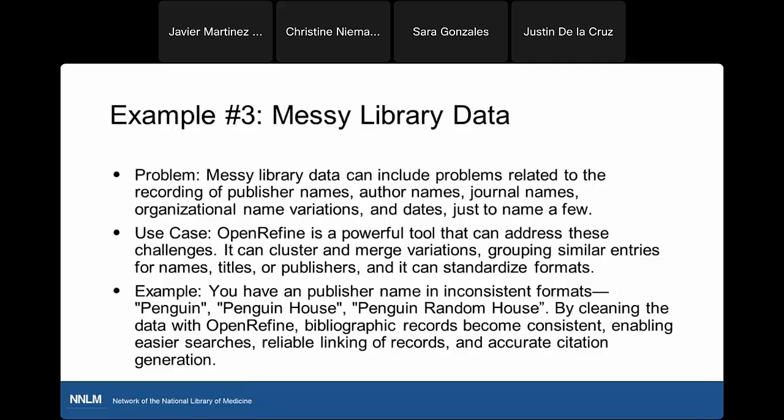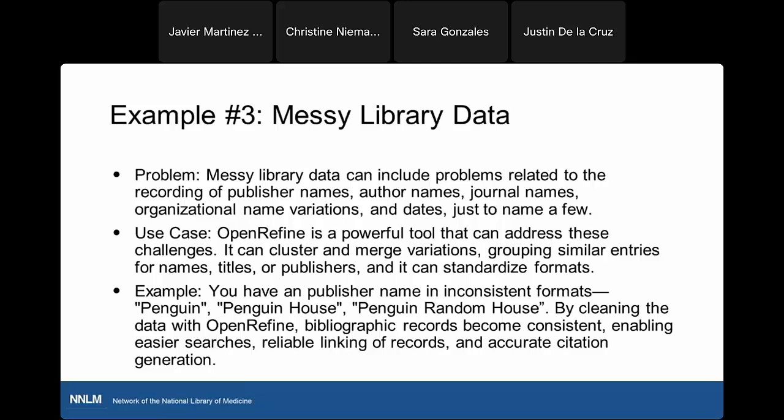OpenRefine is a powerful tool that can address these challenges, especially through the clustering and merging functions we saw on the previous slide. These functions group similar entries for names, titles, or publishers, and they can standardize formats. For example, author names often appear in different formats, such as an author last name followed by their first and middle initials, or the other way around, first and middle initials and the last name, or maybe the whole full name spelled out, first name to middle names to last name.